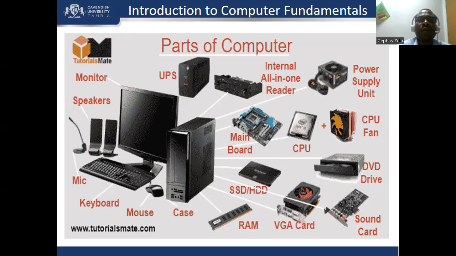So basically, these are the components that are used by your system unit. Now, to power your system unit and ensure there's a consistent power supply, we have the UPS, which is an uninterruptible power supply unit. This is a power storage device which is used by your devices.